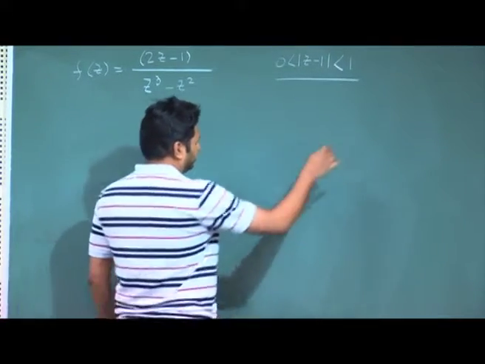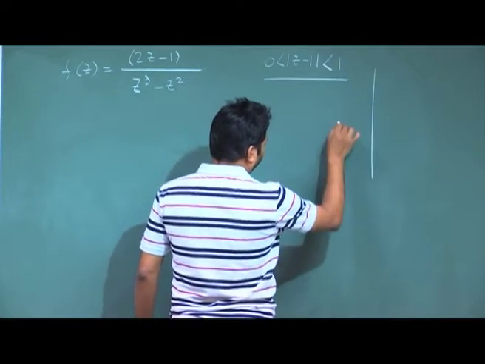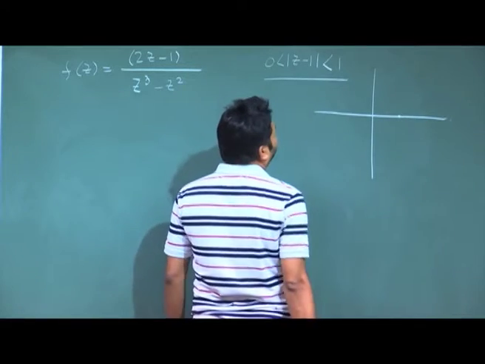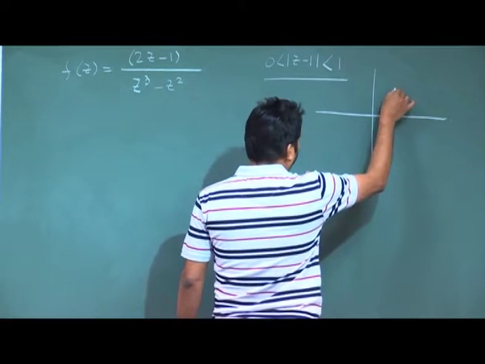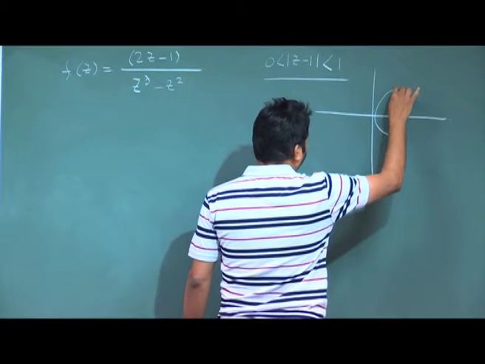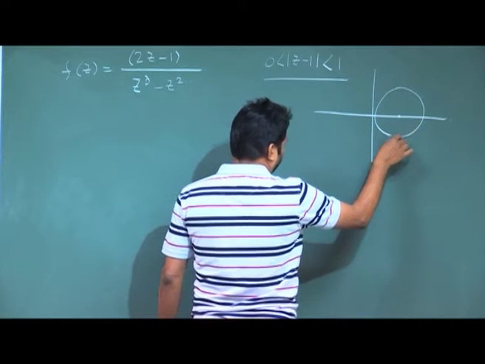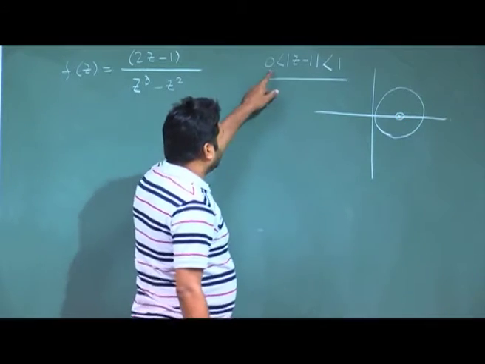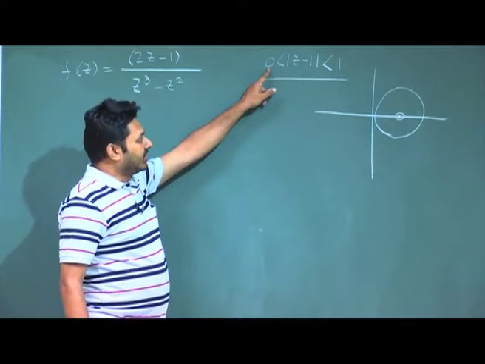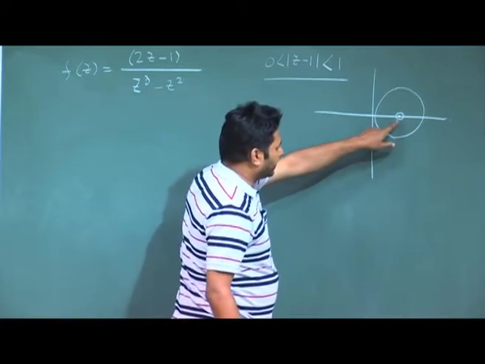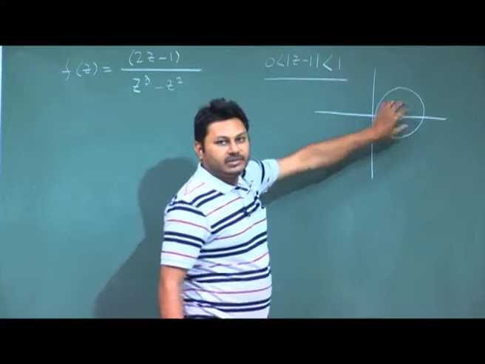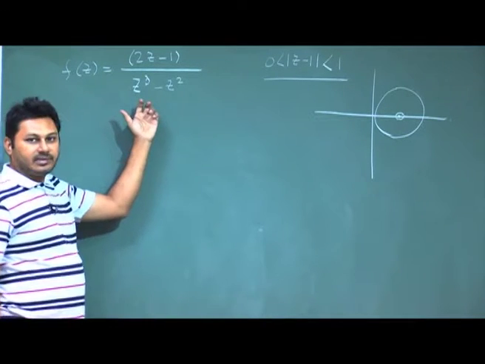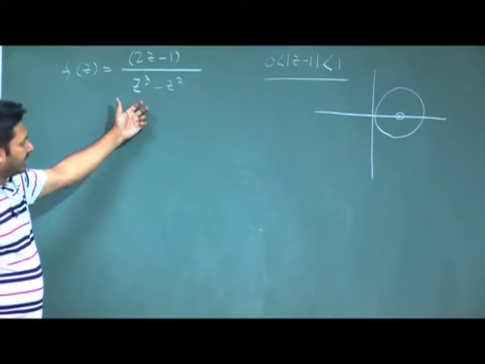So, that means if I try to find out the region, the z equal to 1 point is here. If I make a circle of radius 1, it will be something like this. It is not going to cut the 0 point, and another small circle here because it is greater than 0. So, mod of z minus 1 greater than 0, that means I will have a small circle here. So, this is the annular region where I try to expand this function.